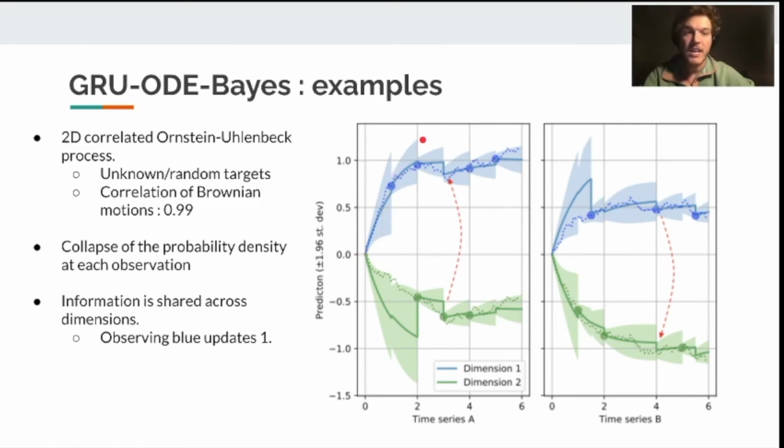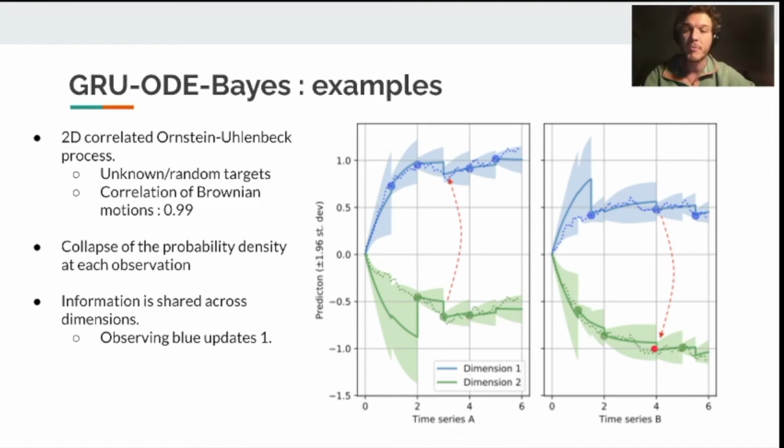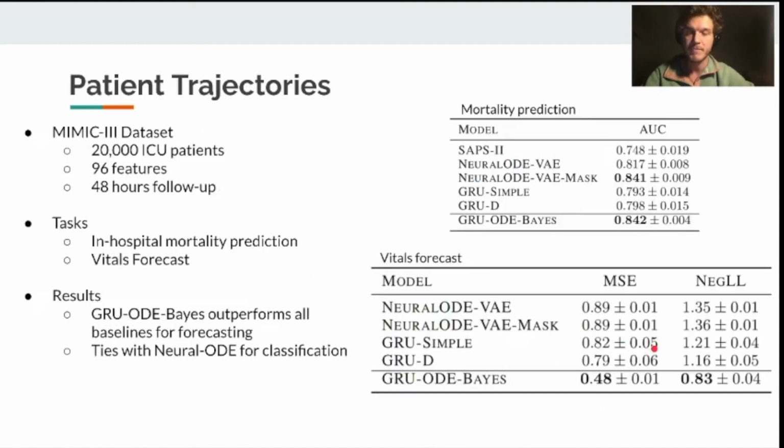We also observe this collapse of the uncertainty each time we observe a new point. So here, as was explained before, we can also observe that the model is picking up correlations between both dimensions, as shown here with the red arrows. You can see that every time you reach an observation, even if you don't observe an observation in the other dimension, there is still an update going on because the model is capable of picking up the correlation between the two different dimensions of the time series.